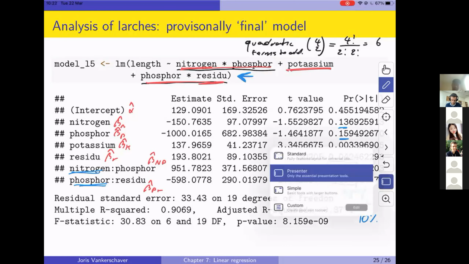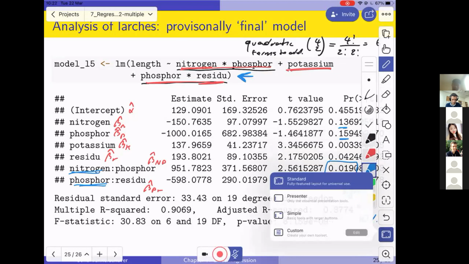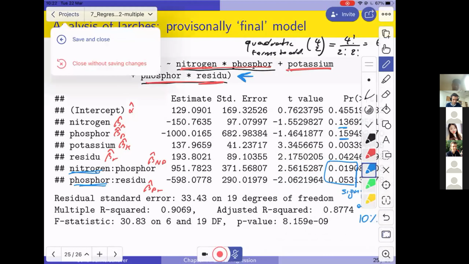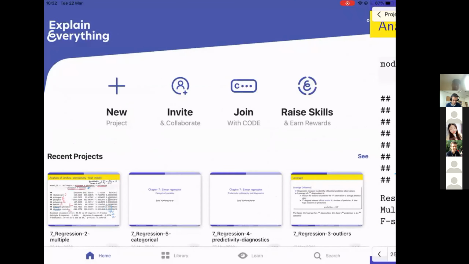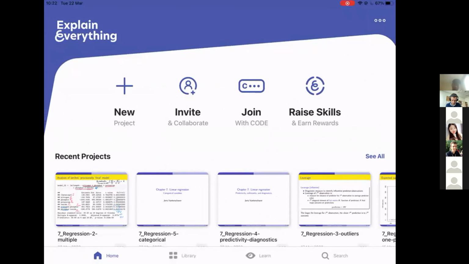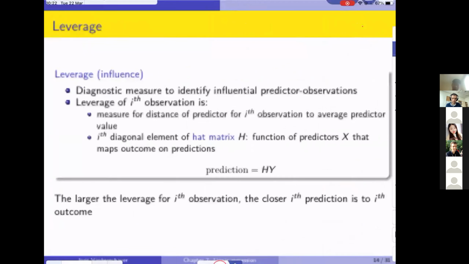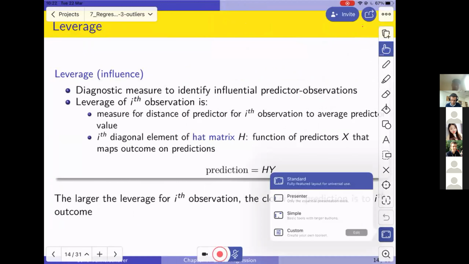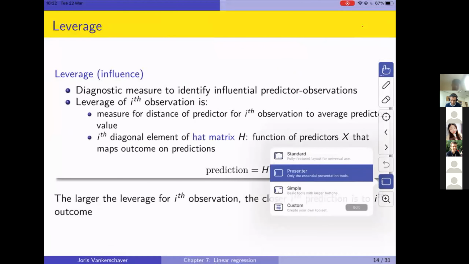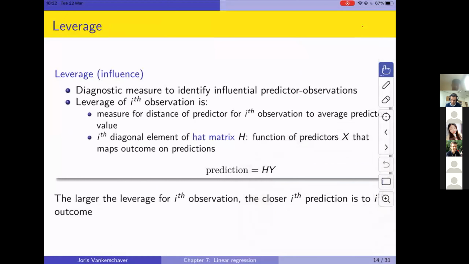Okay, so with that, we can then go back to the topic for today. And that is, we were talking about outliers at the end of last lecture. And let's maybe briefly recap what exactly we said there.